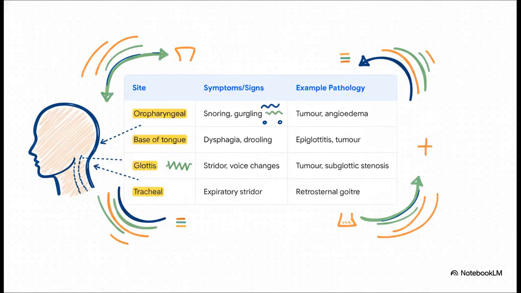The very sounds the patient is making. Think about it. Snoring, gurgling, different kinds of stridor. They can point you right to where the problem is. So, for example, simple snoring might suggest an issue in the oropharynx, while an expiratory stridor points you down towards the trachea. Linking the sign to the site is a fundamental first step.